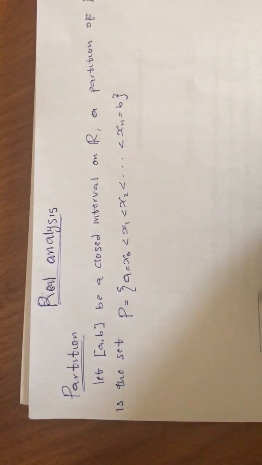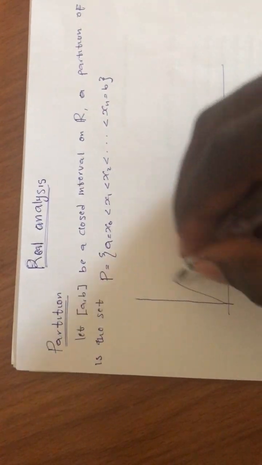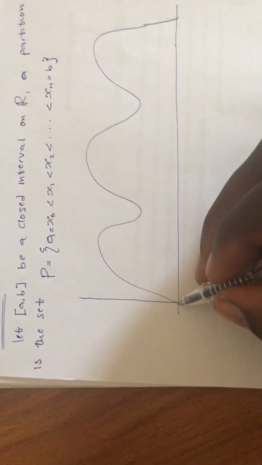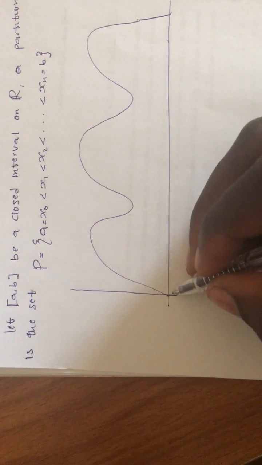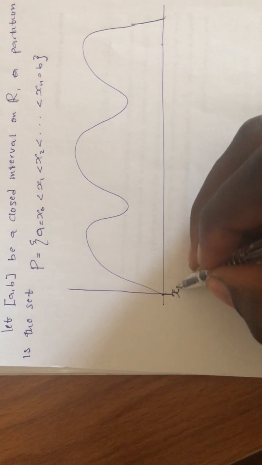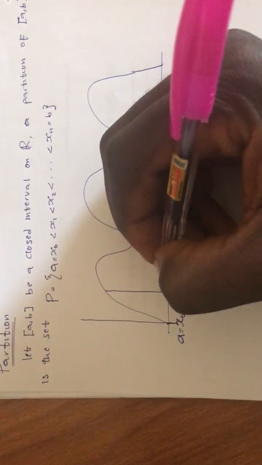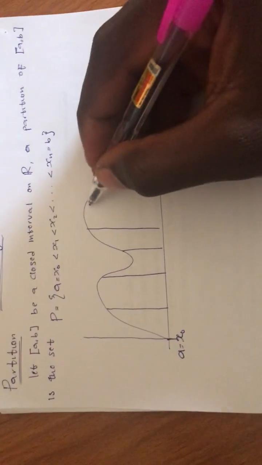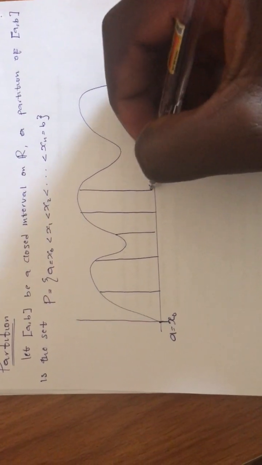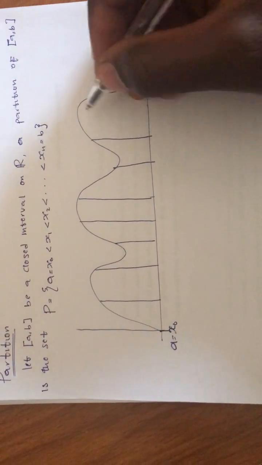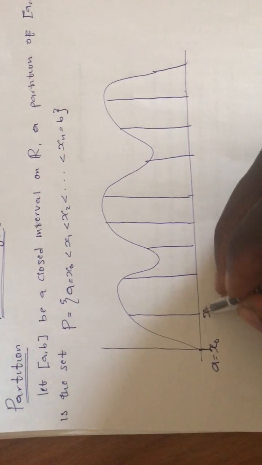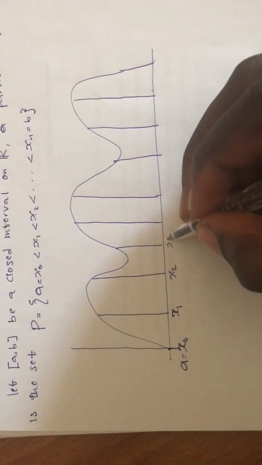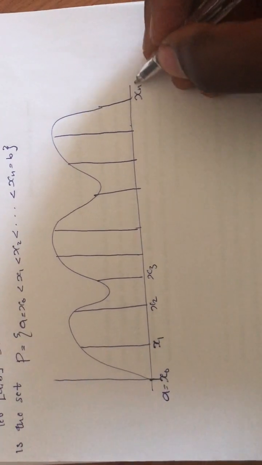They have this kind of graph. These are the starting points, so let's put it as x0, which is equal to a. Alright, so let's slice this. Slicing this, you can give here x1, x2, x3, like that, up to xn equals b.